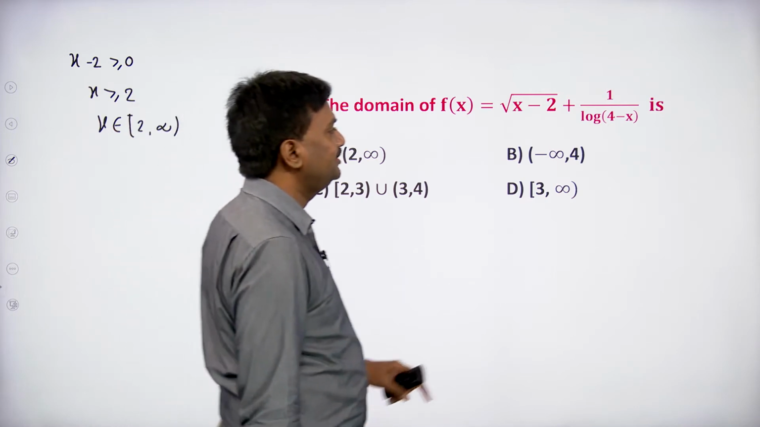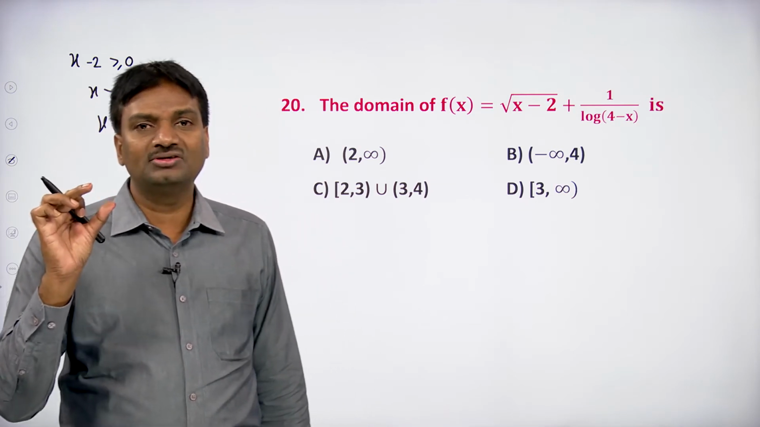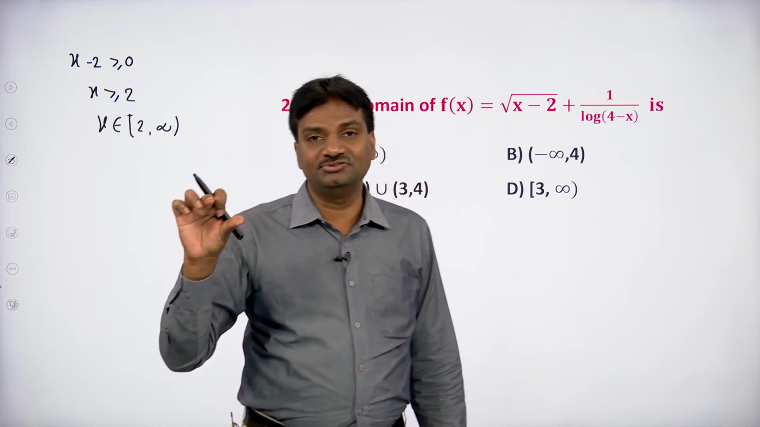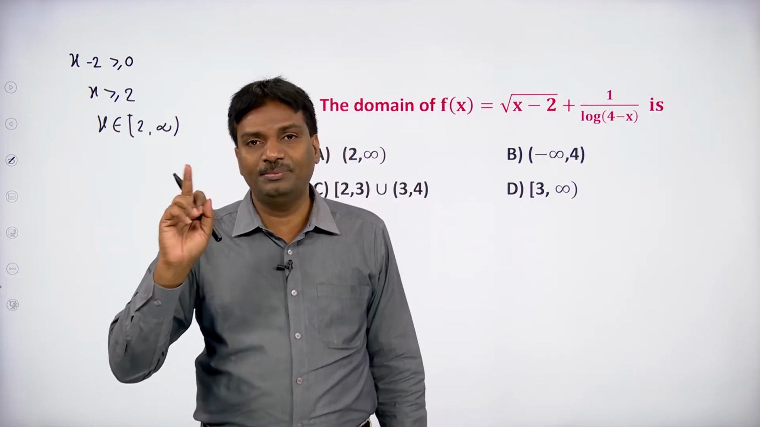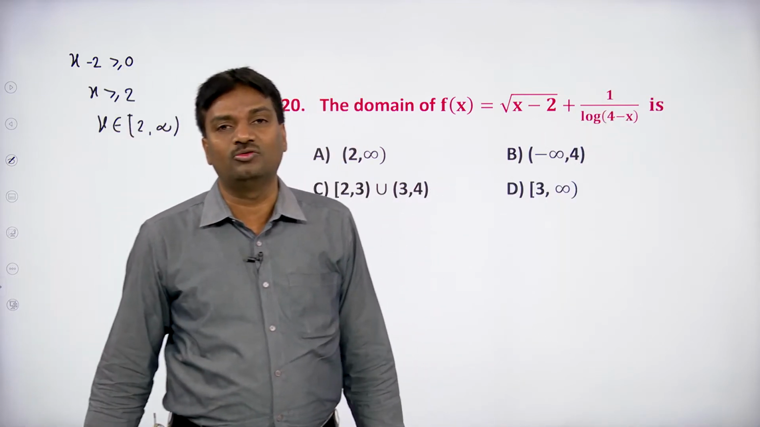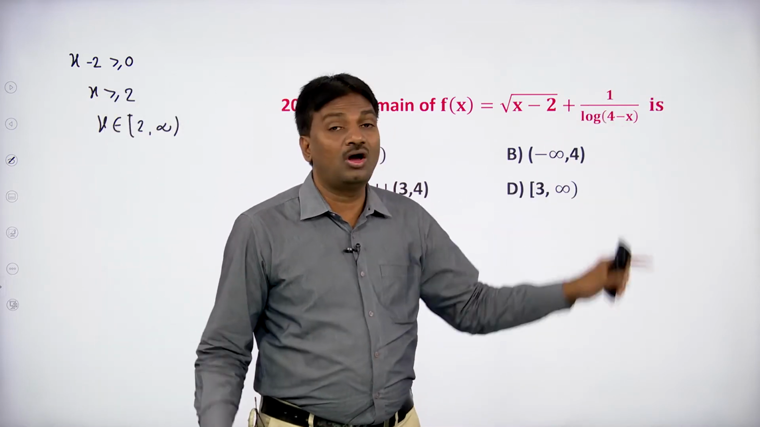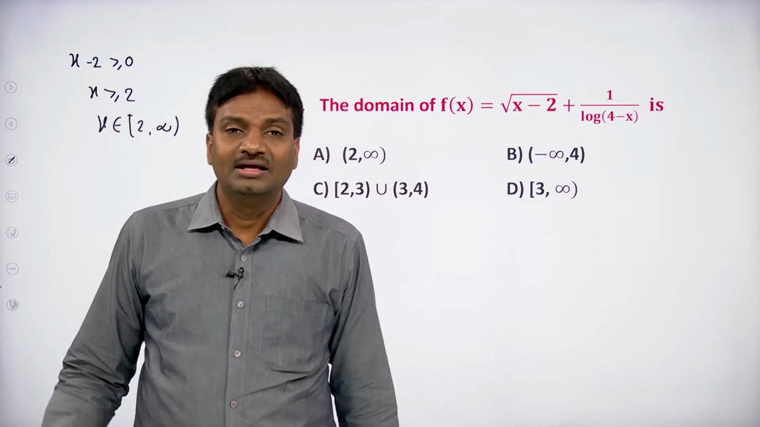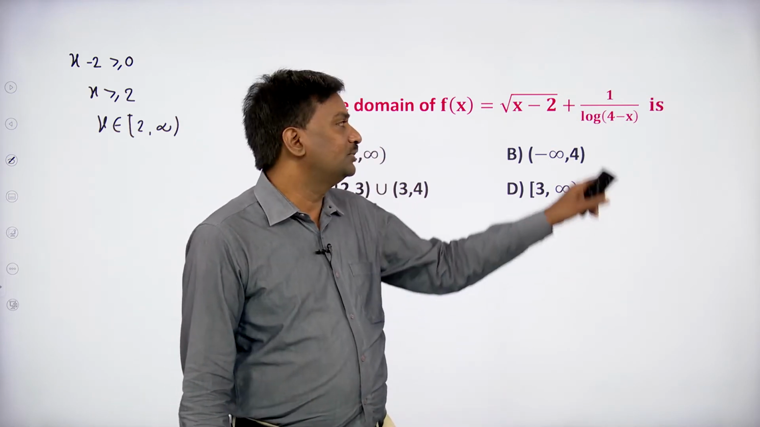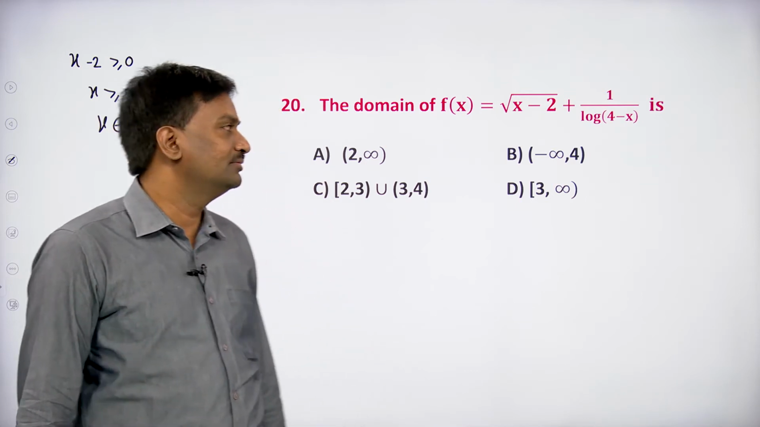Next, one more function is there, that is 1 by log 4 minus x. Logarithmic functions are defined only for positive real numbers. So we can take 4 minus x greater than 0. But here 4 minus x must also be not equal to 1. If you take 4 minus x equal to 1, log 1 equals 0, whatever the base may be, and you will get 1 by log 1, which is 1 by 0. Something by 0 is infinity, something by 0 means not defined. So that's why in place of 4 minus x, don't consider 1.